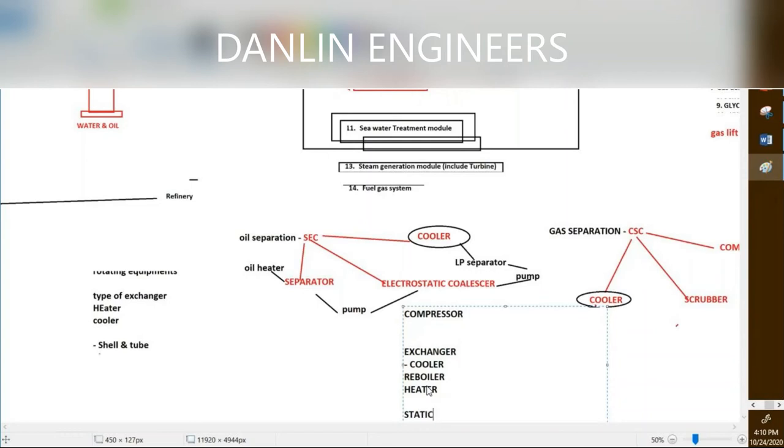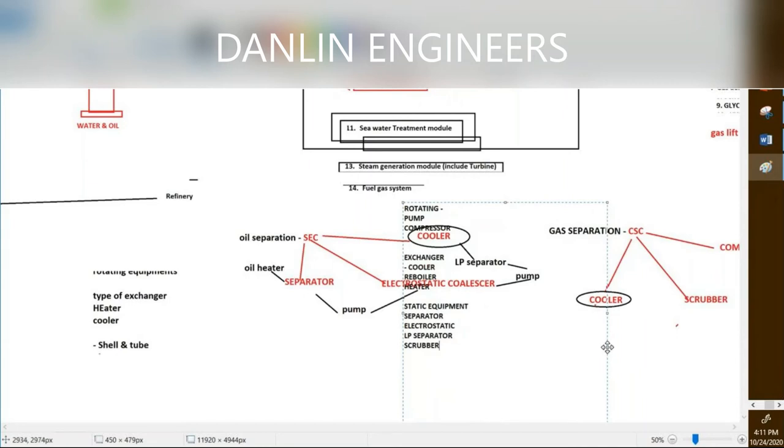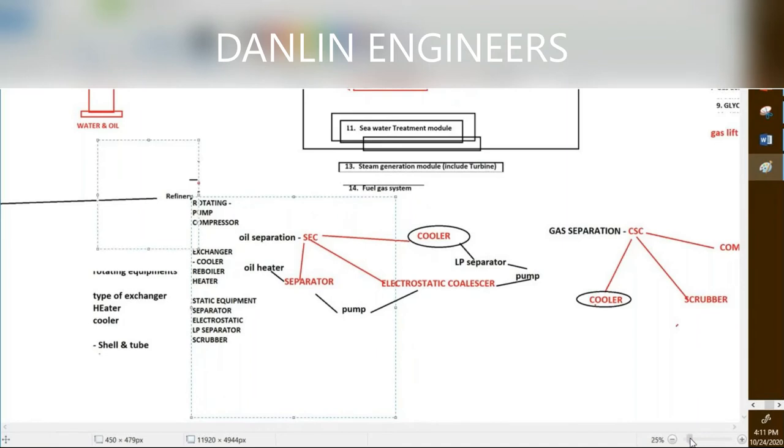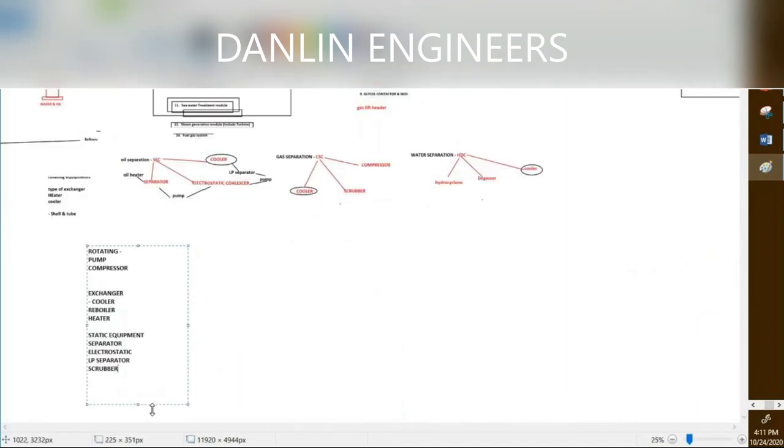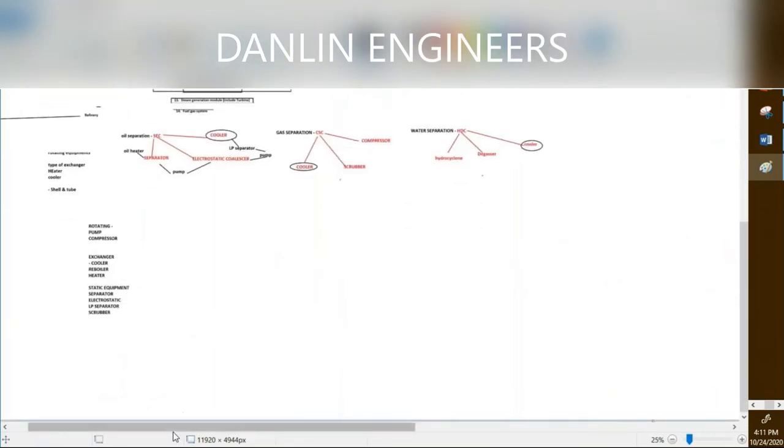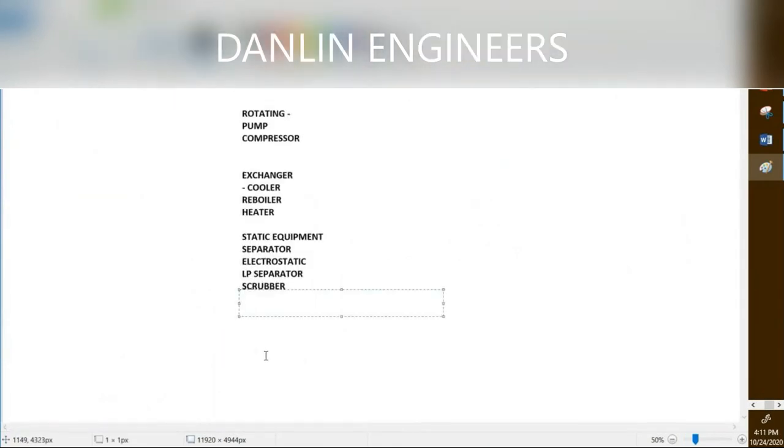The remaining are all static equipment, which we can call pressure vessels. That means separators, equalizers, electrostatic equalizers, LP separators, everything will be coming, and the scrubber also will come into the picture. These things will all be considered and have to be taken care of. Hydrocyclone? Yes, hydrocyclone, degasser, everything. So these things will all come into the picture, right?